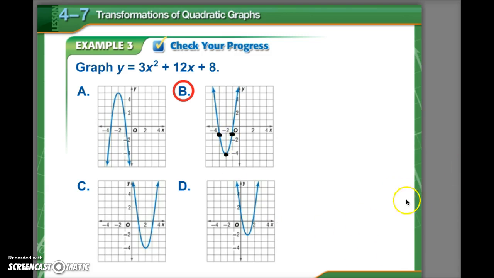Alright, that is the end of Unit 1, Lesson 7.